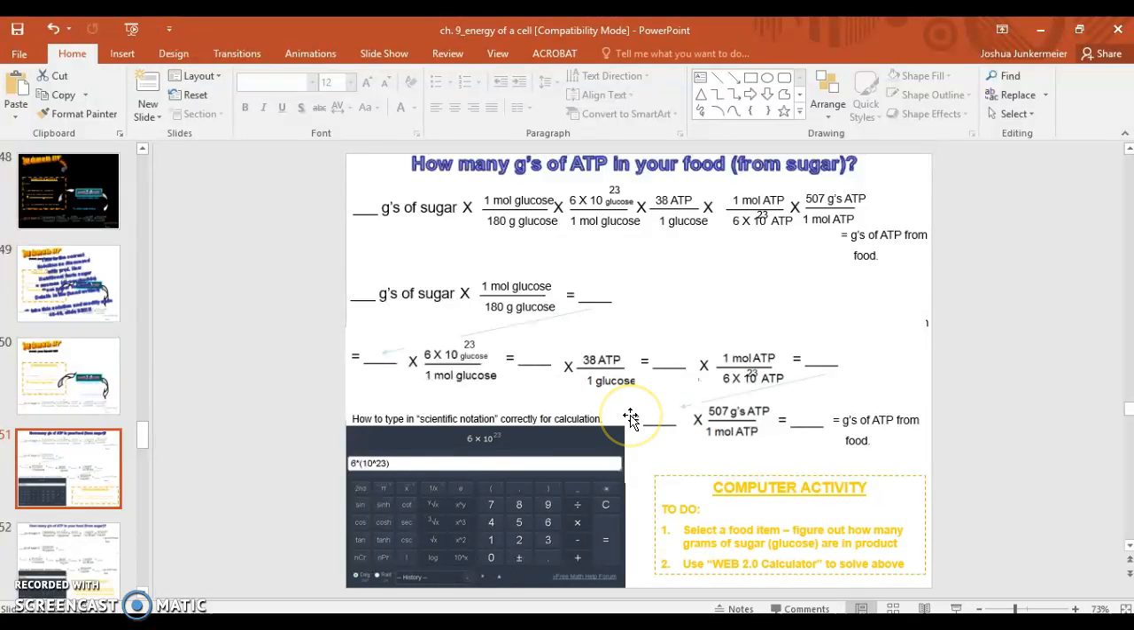Print this worksheet from the Chapter 9 notes on Google Classroom to do your calculation. But again, you have to look at a food item and get grams of sugar from it.